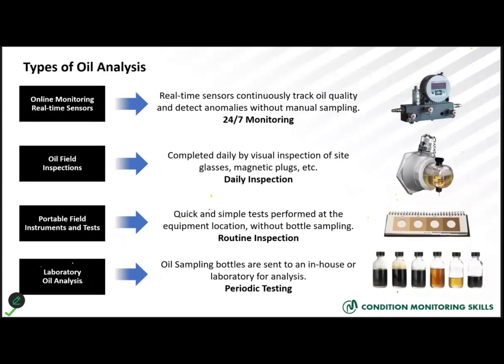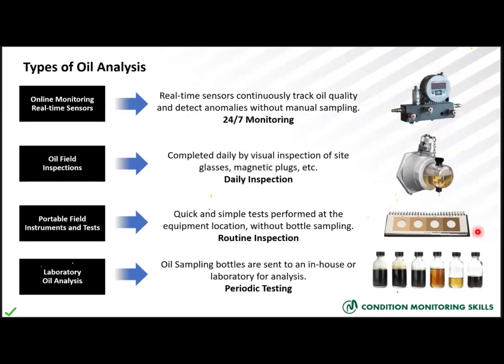Yes, in this slide, we are going to talk about the different types of oil analysis. We have 4 different types. First one is online oil monitoring. Online oil monitoring uses a real-time sensor, just like this sensor, continuously tracking the oil quality and detecting any anomalies without doing any manual sampling. So it is 24/7 monitoring of the oil condition. And of course, such solutions are implemented for high criticality equipment.